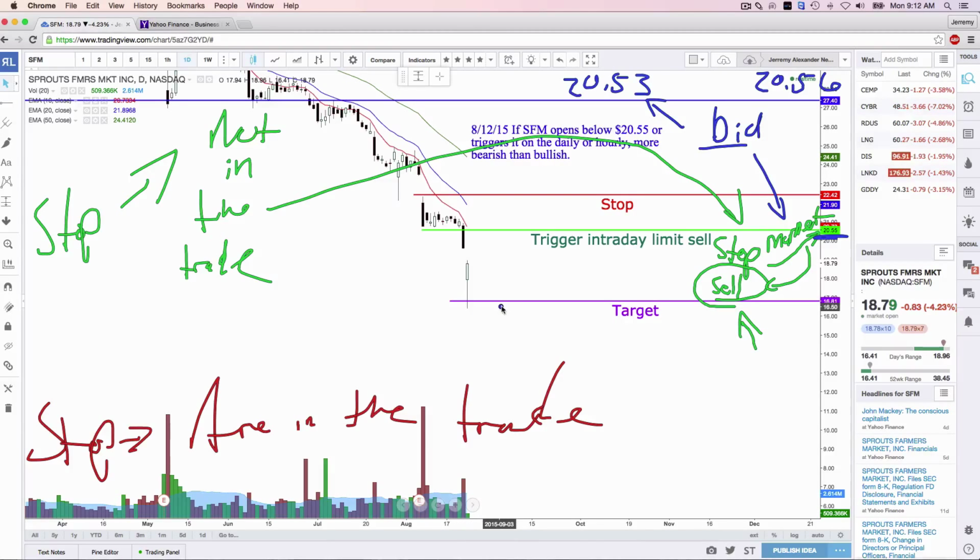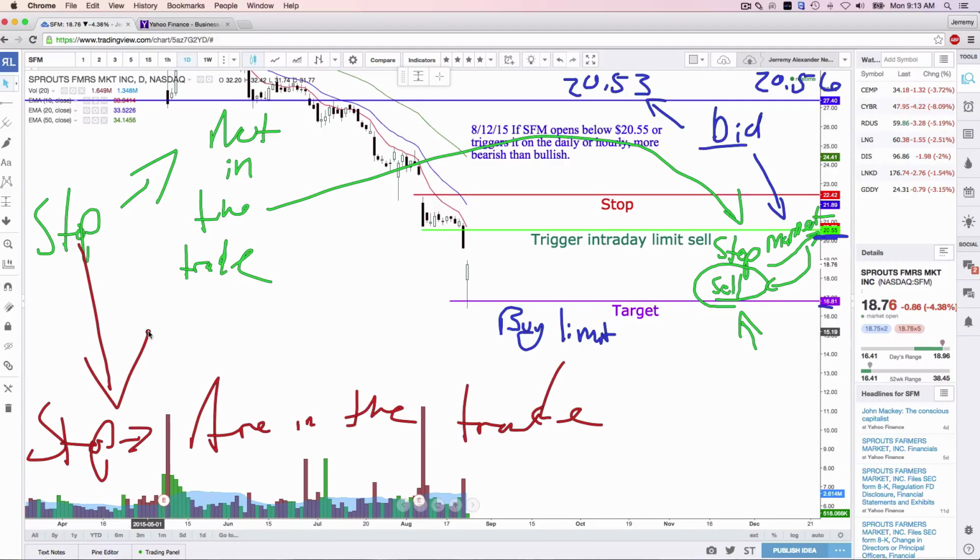Your target to exit the trade, since you were bearish, would be a buy limit order. Because you want to buy at 16.81 or lower because you're bearish. Since you're bearish, that's how you exit the trade. You buy to cover. The red stop that you see on my screen at $22.42, once you are in the trade, so you have the other type of stop. Stop. You are in the trade.